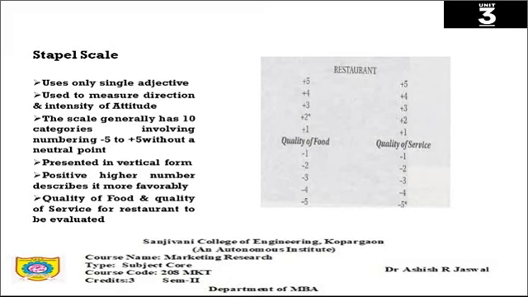The scale generally has 10 categories, which involve numbers from -5 to +5 without a neutral point, meaning there is no zero. It is presented in a vertical format. Positive higher means that if it is +5, it describes the item more favorably. Quality of food and quality of services for a restaurant to be evaluated are very well explained by the Stapel scale.